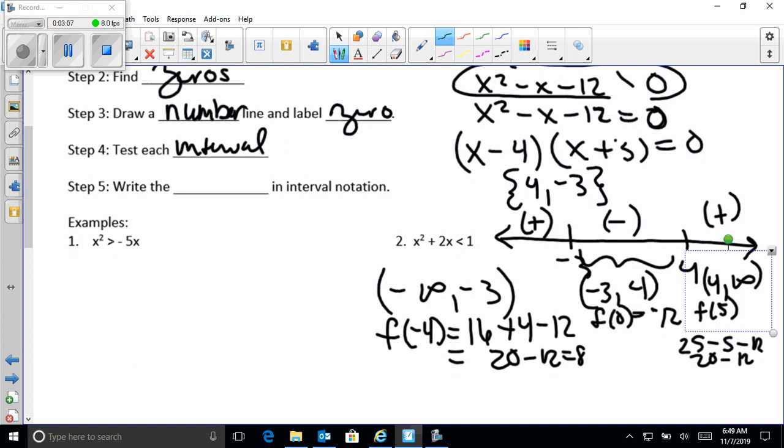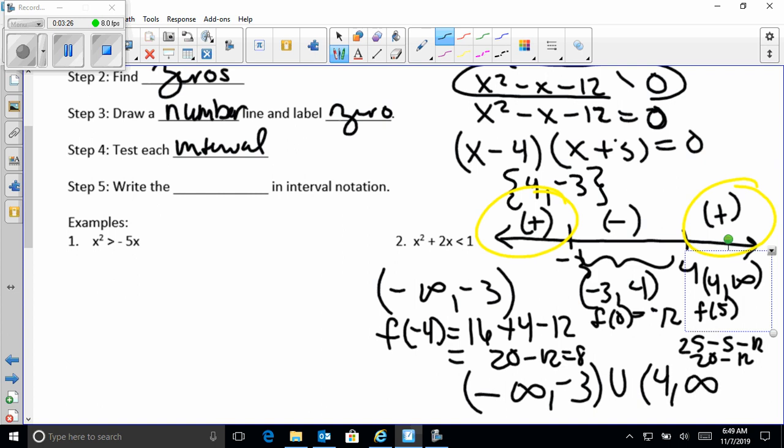Now, according to my original problem, I'm looking for where it's greater than 0, so my solution is going to be the positive intervals. So my solution for this is -infinity to -3, union with 4 to infinity. And it is not going to be equal to, because this doesn't have an equals to. So then you write the solution in interval notation.